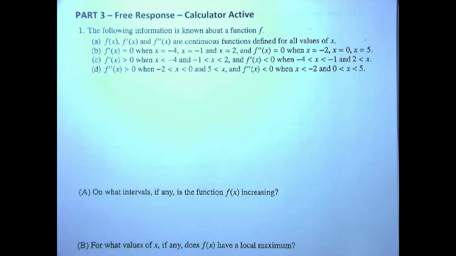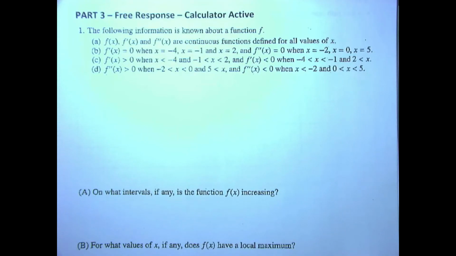All right. Free response part says the following information is known about a function f. All right, part A says that both the function f, the first and the second derivatives, are continuous functions defined for all values of x. That really actually is a big deal. That's really nice because it means I'm not going to have to deal with any sort of asymptotes or any parts of my domain that's undefined. That makes things really nice.